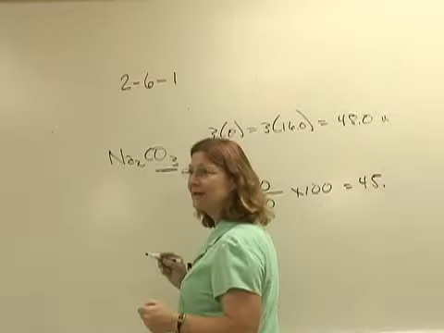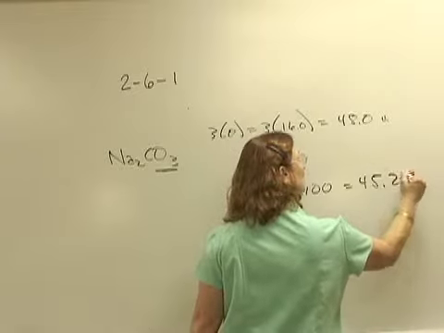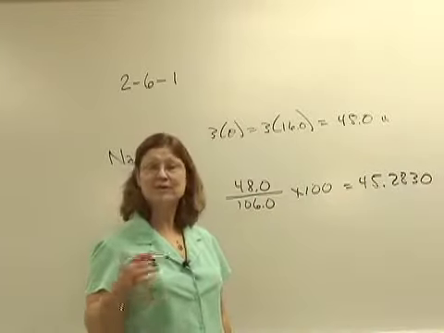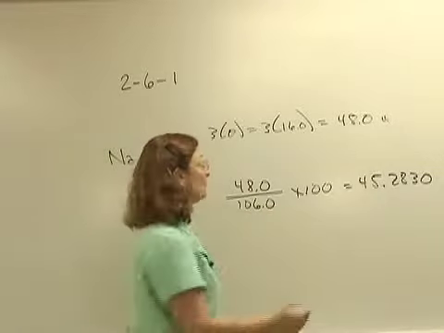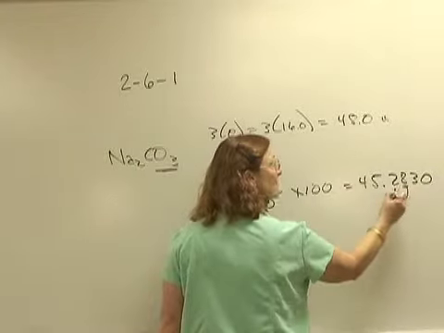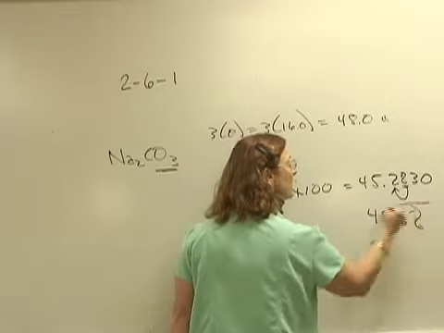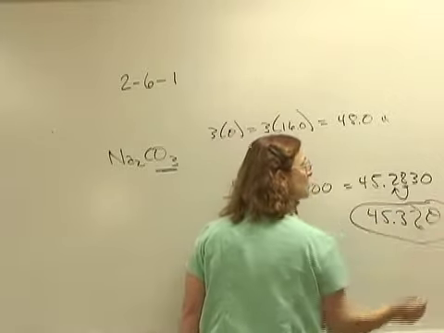In this case, I get 45.2830, and for percentages, just like AMUs, we're going to take that to the tenths place. Therefore, I look at this, and I see that I'm going to round up, and my final answer is 45.3% oxygen.